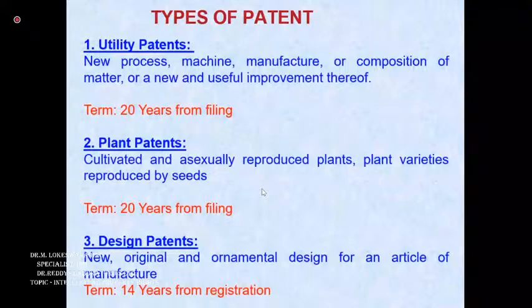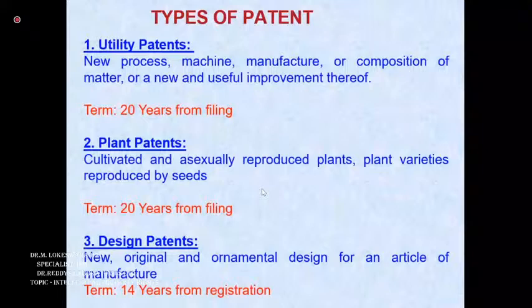The second category is plant related patents. Cultivated or asexually reproduced plants, and plant varieties reproduced by seeds, are covered under these plant patents. That means different types of plants, hybrid seeds, or something similar. If you are making them differently from naturally occurring seeds, those can be patented. This is also one of the major industries, like seed companies, which cover their own seeds under these plant patents. The term of plant patents is again 20 years from the filing.